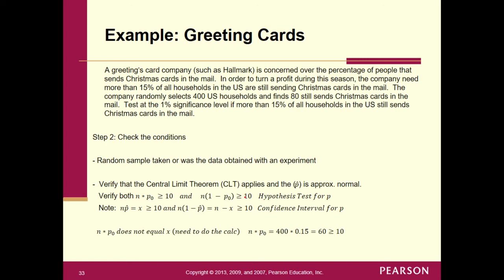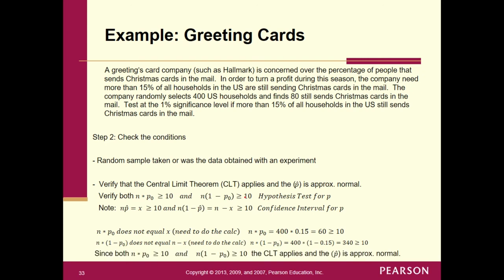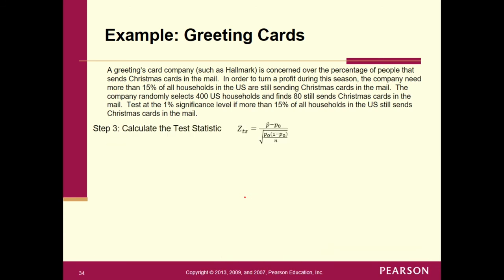Here, n times p sub 0, that's 500 times 0.15. I think if you did the math there, you got 60. That's greater than or equal to 10. Check mark. If you do the other calculation, you come out with 340. That's greater than or equal to 10. Check mark. So since both are greater than or equal to 10, CLT applies, and the sampling distribution of p hat is approximately normal. Good, we got our conditions.